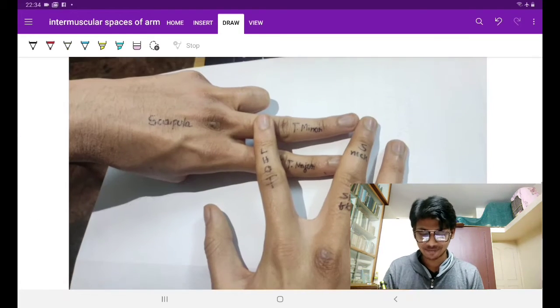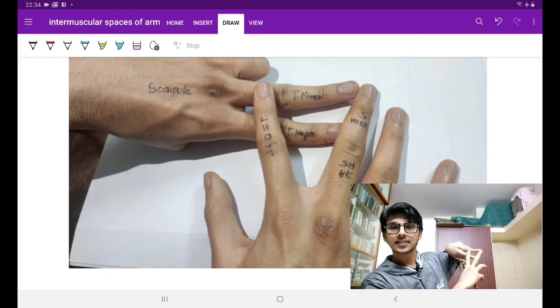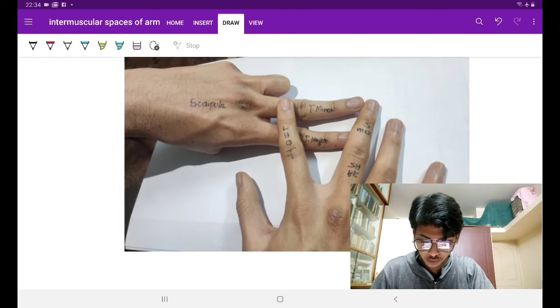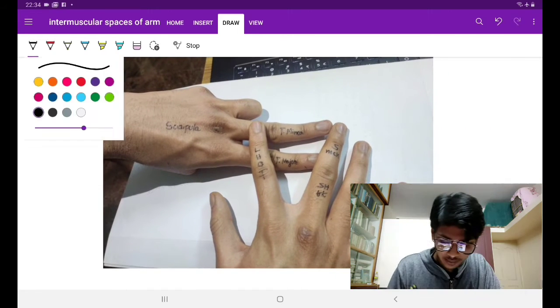Okay, now see here, guys. You understood this now? This is how it is arranged. See, I have a photograph here. See the scapula.